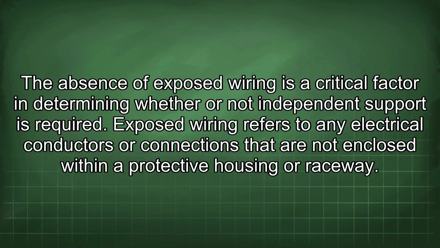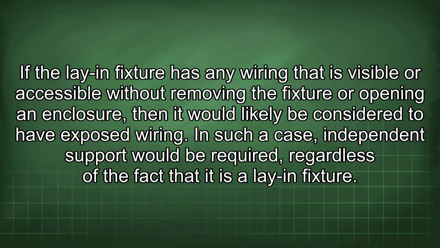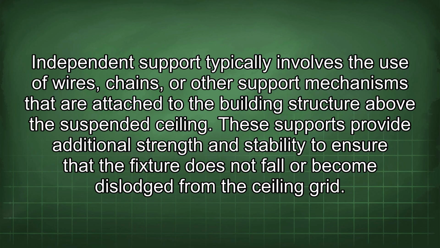Exposed wiring refers to any electrical conductors or connections that are not enclosed within a protective housing or raceway. If the lay-in fixture has any wiring that is visible or accessible without removing the fixture or opening an enclosure, then it would likely be considered to have exposed wiring. In such a case, independent support would be required, regardless of the fact that it is a lay-in fixture. Independent support typically involves the use of wires, chains, or other support mechanisms that are attached to the building structure above the suspended ceiling. These supports provide additional strength and stability to ensure that the fixture does not fall or become dislodged from the ceiling grid.